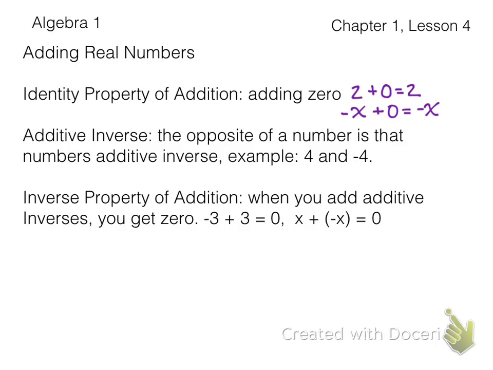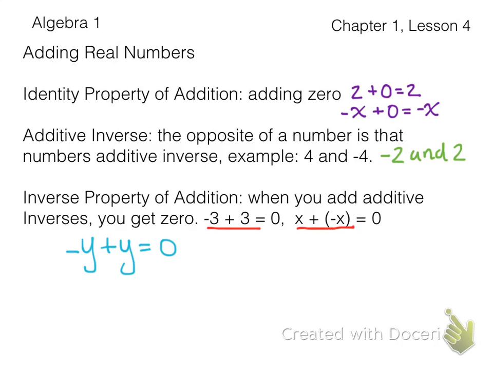All right, additive inverses. Additive inverses are a number and its opposite. So 4 and negative 4 would be additive inverses. We call them additive inverses because when you add them, you get 0, which is basically what the inverse property of addition is. The two terms sound very similar because when you add additive inverses, you will always get 0. So negative 3 plus 3 equals 0, and x plus negative x equals 0.